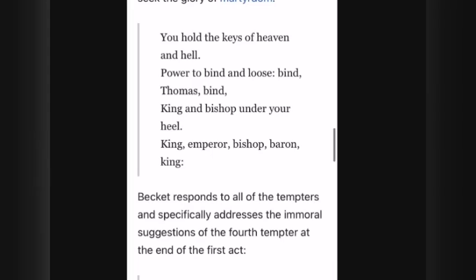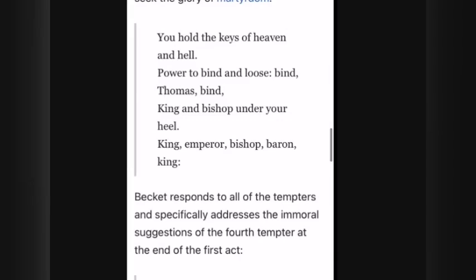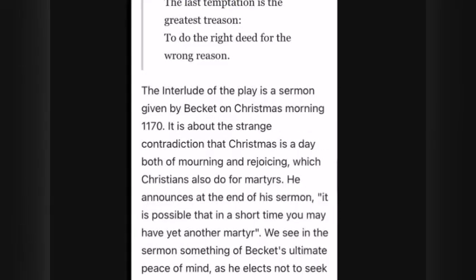Now, Becket's response to all of the tempters specifically addresses the immoral suggestions of the fourth tempter at the end of the act. So now what the fourth tempter said later was, now is my way clear. Now is the meaning plain. Temptation shall not come in this kind again. The last temptation is the greatest treason, to do the right deed for the wrong reason. This is still suggesting his martyrdom, that is, him accepting to be killed.